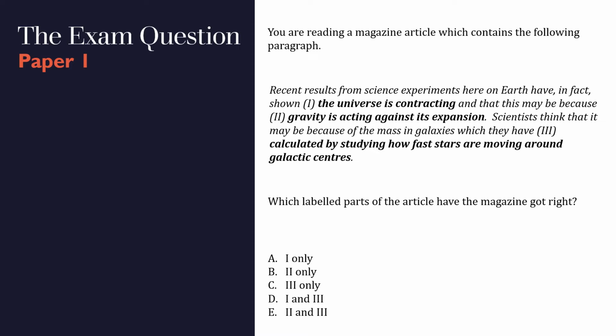You are reading a magazine article which contains the following paragraph. Recent results from science experiments here on Earth have, in fact, shown the universe is contracting, and that this may be because gravity is acting against its expansion. Scientists think that it may be because of the mass in galaxies, which they have calculated by studying how fast stars are moving around galactic centres. Which labelled parts of the article have the magazine got right? And then we have the usual 5 options that we can see.